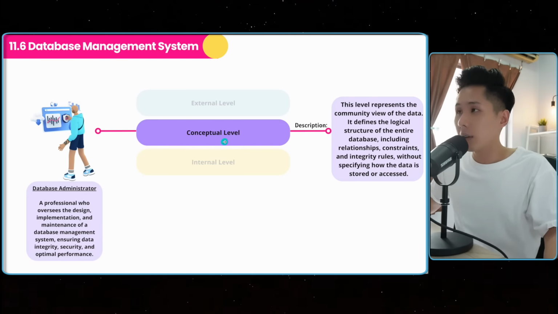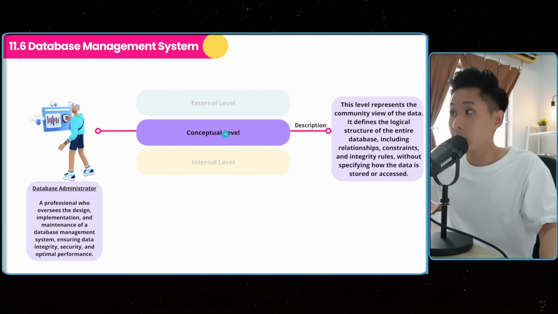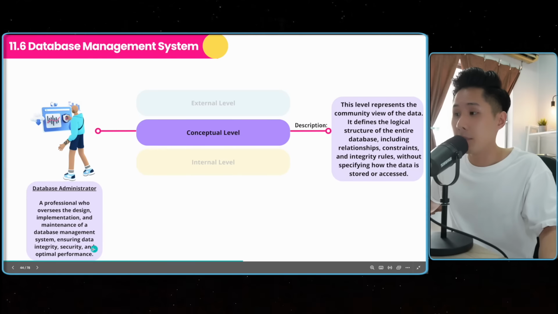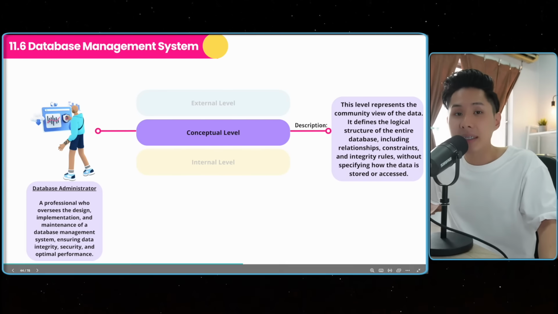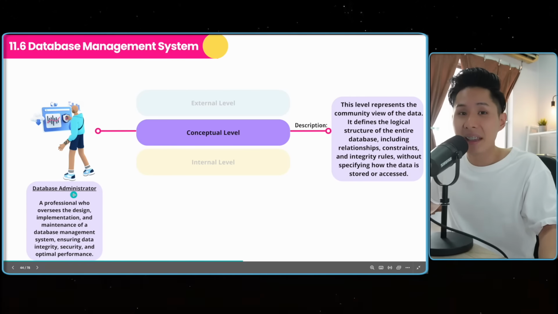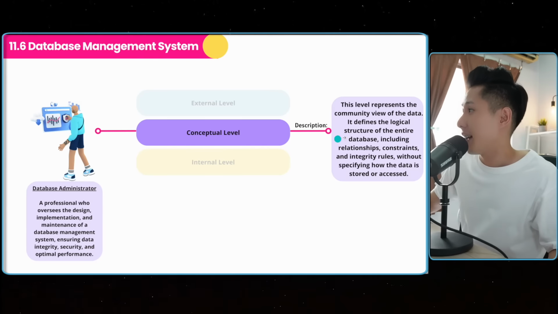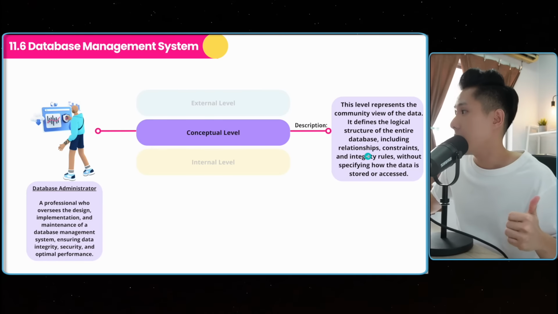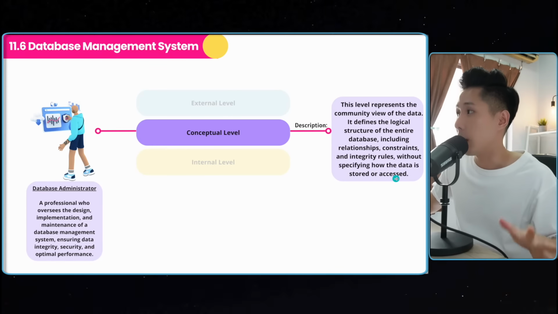So the second level is called the conceptual level. It's also not used by the user, but by the database administrator. He is a person who oversees the design, implementation, and maintenance of a DBMS, ensuring data integrity, security, and optimal performance, which is basically he decides how the data will be organized into different databases. So you will likely be this person after your computer science degree. And it represents the community view of the data. It defines the logical structure, meaning how to categorize data, like what we are doing just now. Constraint, integrity rule, without specifying how the data is stored or accessed.